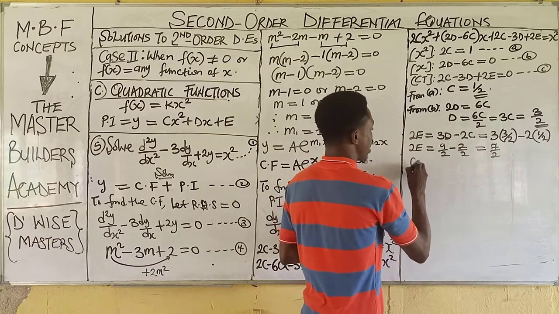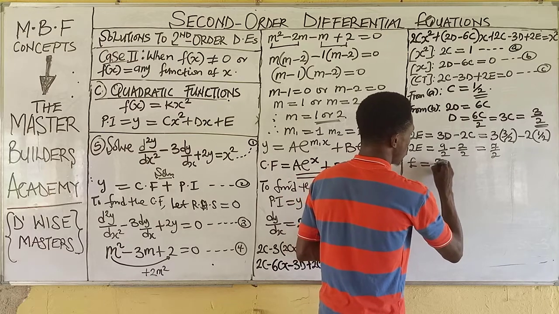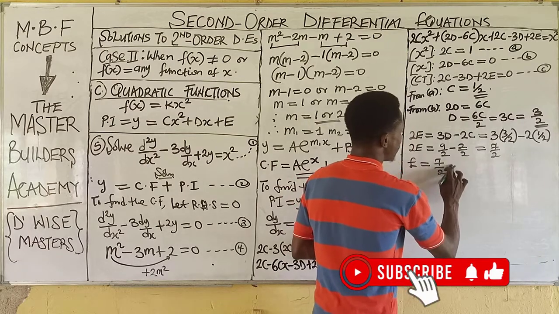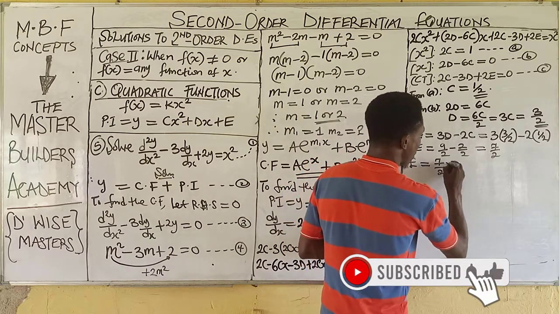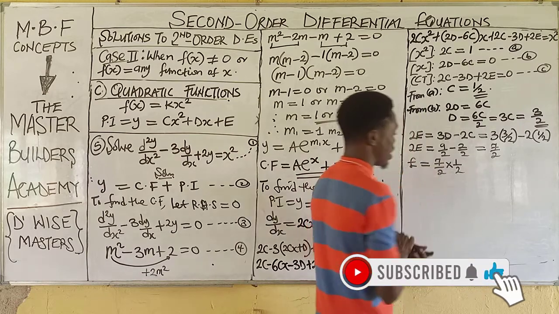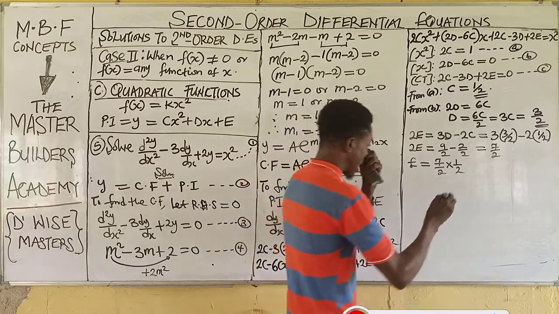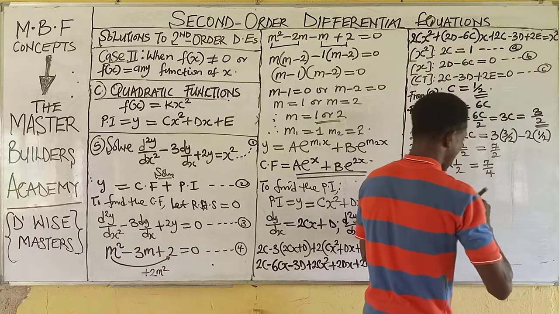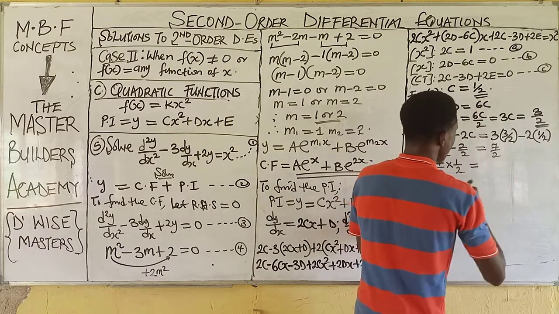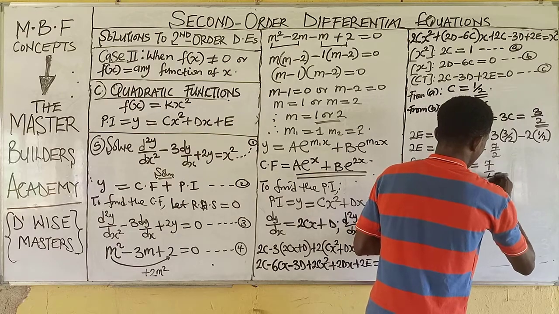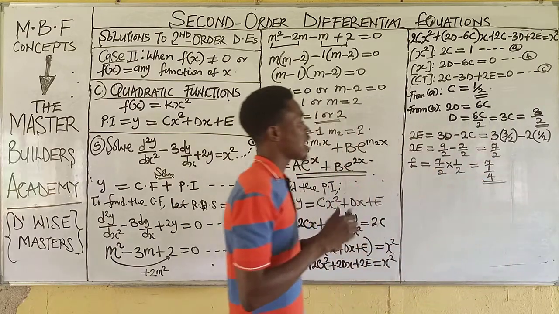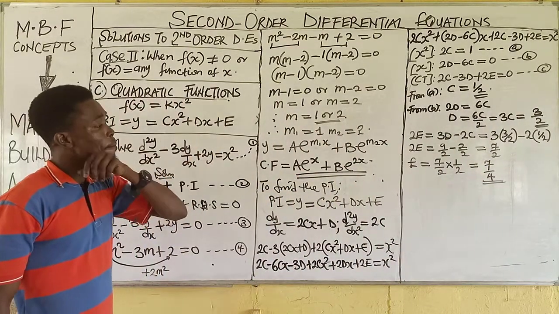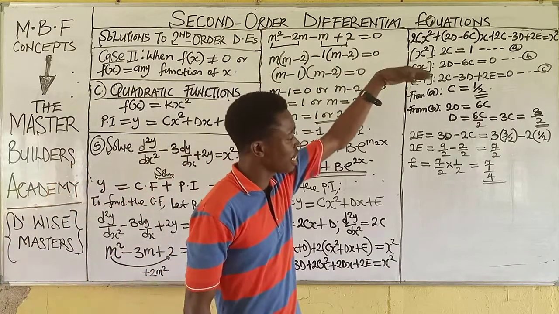Now to find e, we therefore have e is equal to 7 over 2 divided by 2. Is that correct? So we therefore multiply both sides by what? 1 over 2. And automatically this would give us 7 over 4. Okay? Then we have 7 over 4. This is the answer for c, d, and e.